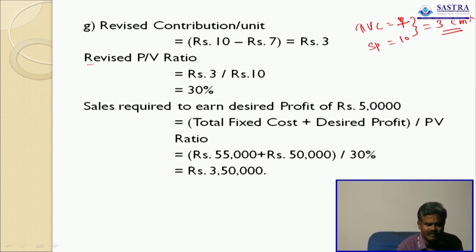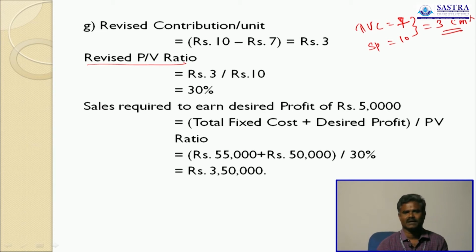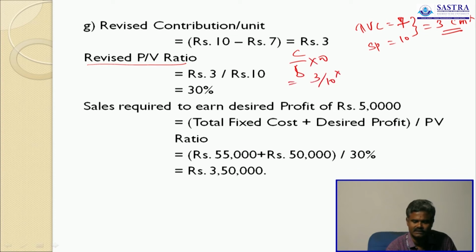So here we have to calculate the revised PV ratio. Here also we use the same formula. Whenever we are going to calculate revised PV ratio, we need not apply a new formula. The formula is the same, but the values of the components will change. So here the PV ratio is contribution divided by sales into 100, contribution is 3, sales is 10, into 100, that is 30%.